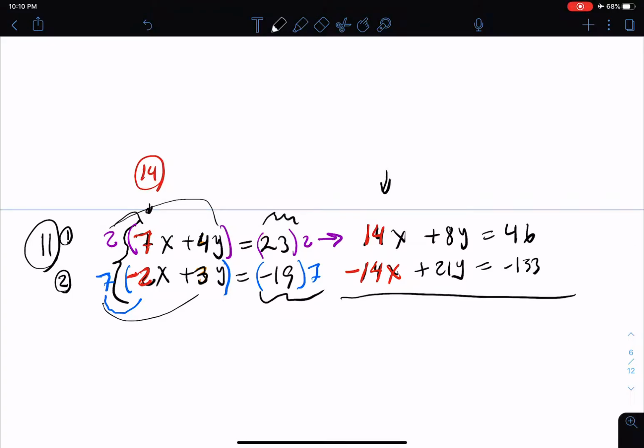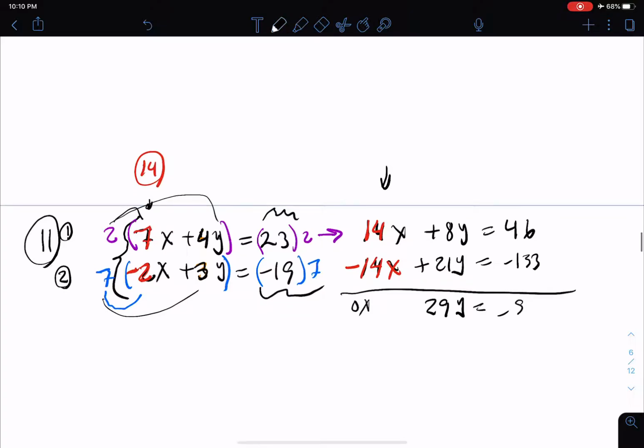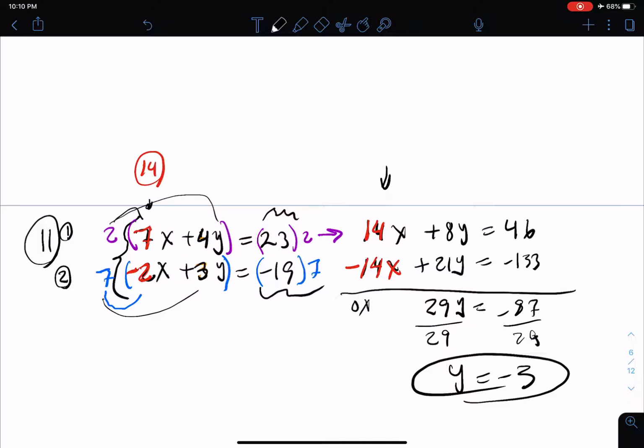So now when I add the two equations up, I get 0x, and that's what I wanted to happen, and I've got 8 plus 21, which gives me 29y, and -33 plus 46, and that's going to give me -87. So now I divide both sides by 29, and y equals -3. I got my y value. Now I need my x value.